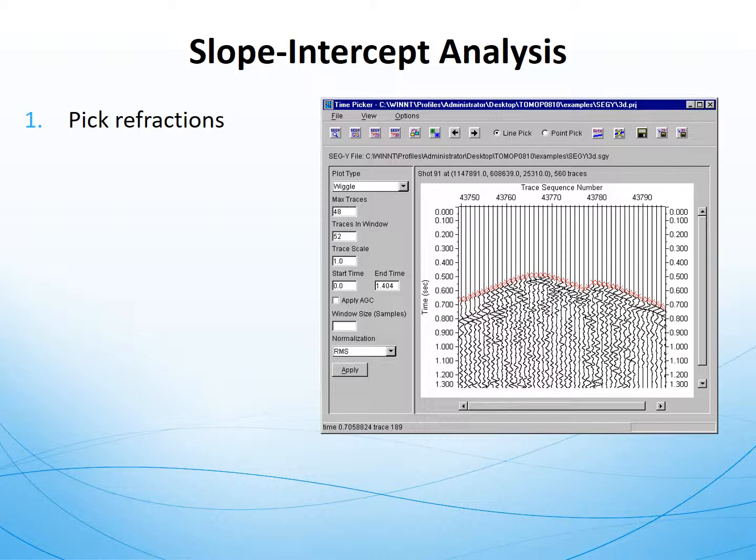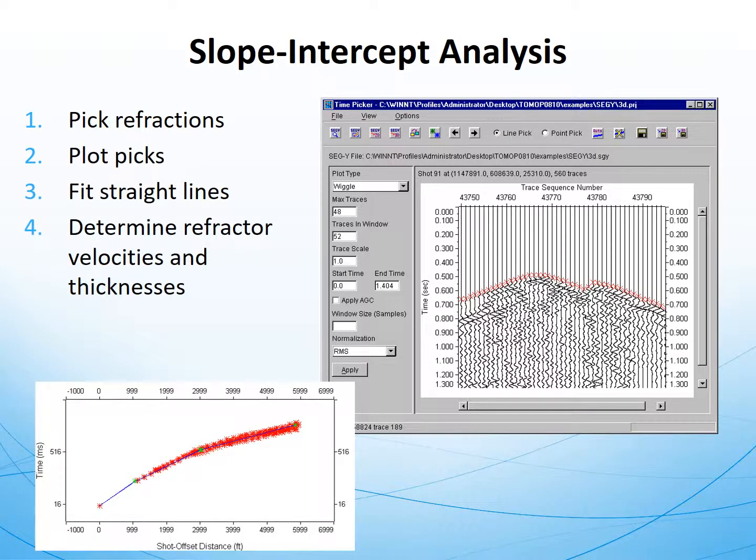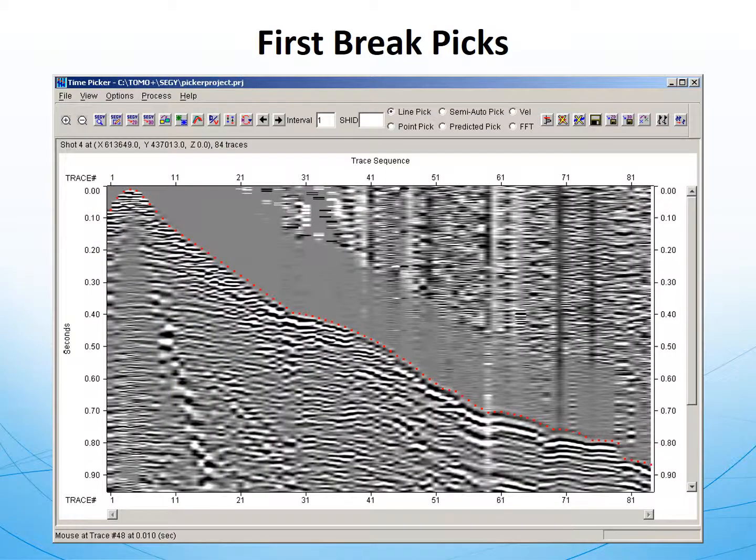So how do we determine the velocity if we are using the software? First of all, we pick the refraction signal and we plot those particular peaks and find the straight lines to determine the velocities as well as the thickness.